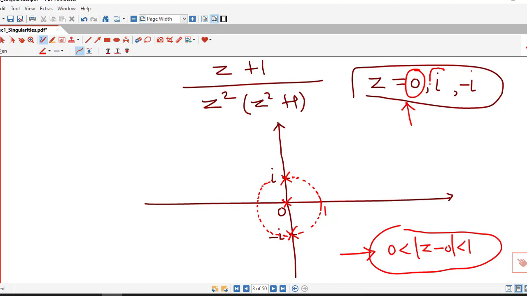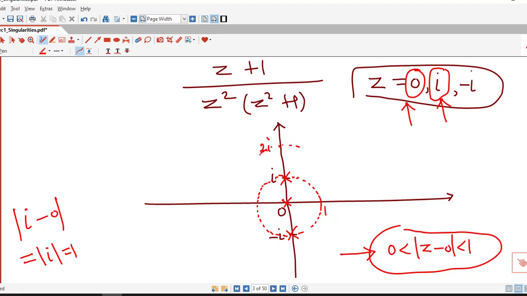Similarly, if we want to show that this point i is an isolated singular point, then we have to find a deleted neighborhood of this point z equal to i such that the function is analytic in that deleted neighborhood. For that, we can consider the radius as the distance of i from the nearest singular point, which is 0. The distance between i and 0 is 1, so we will consider the circle of radius 1 with center i, so that will pass through 2i.